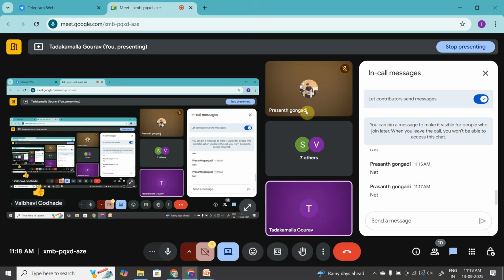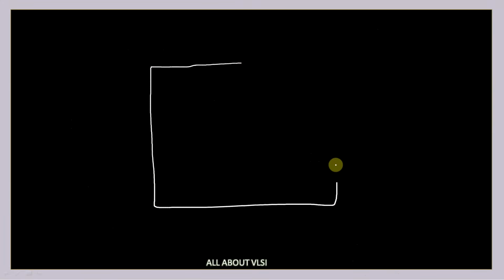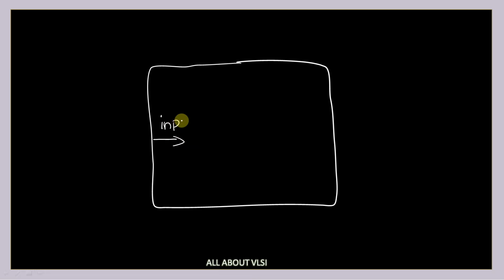Okay, so let me draw this particular diagram more neatly so that things will be clearer. This is my design, and I have an input port like this. The input port internally is of net data type only, for the reason we have seen. And we have an output port, which can be of reg or it can be of net. This also we have seen, and the reason too.